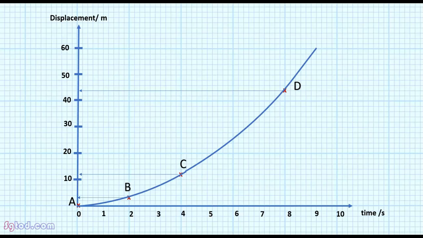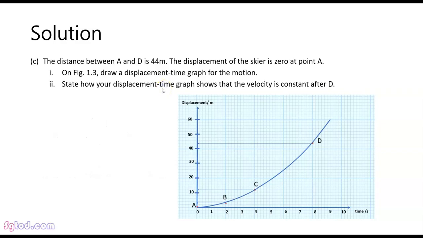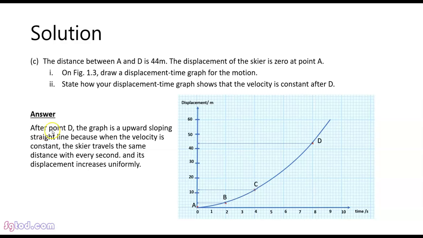When you do a long question like this one in examination, be careful not to miss out any parts. Some students forgot that there is a second part to this question after they sketch out the graph. So remember to check that you have finished all the parts of the question. Now, for the answer, you should say that after point D, the graph is an upward sloping straight line because when the velocity is constant, the skier travels the same distance with every second and its displacement increases uniformly.